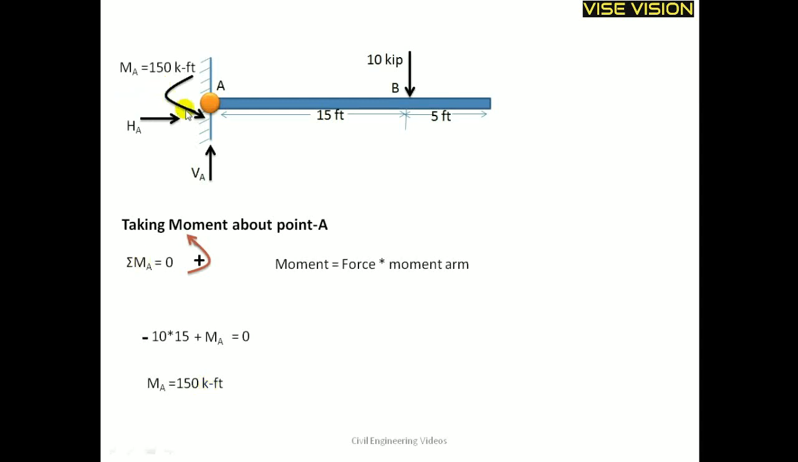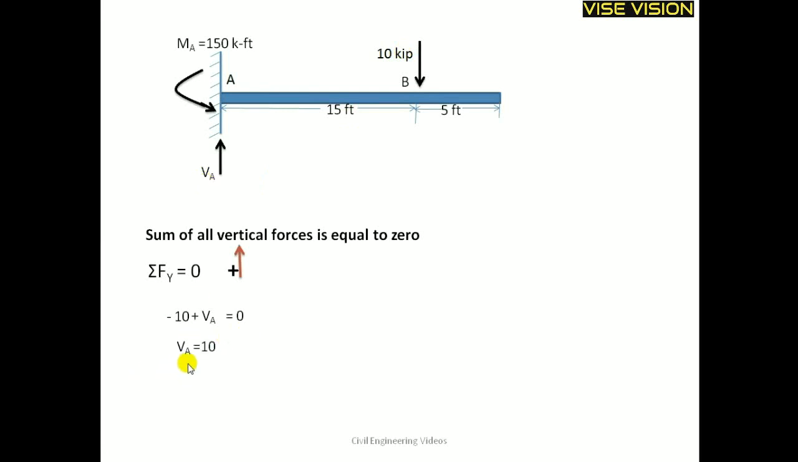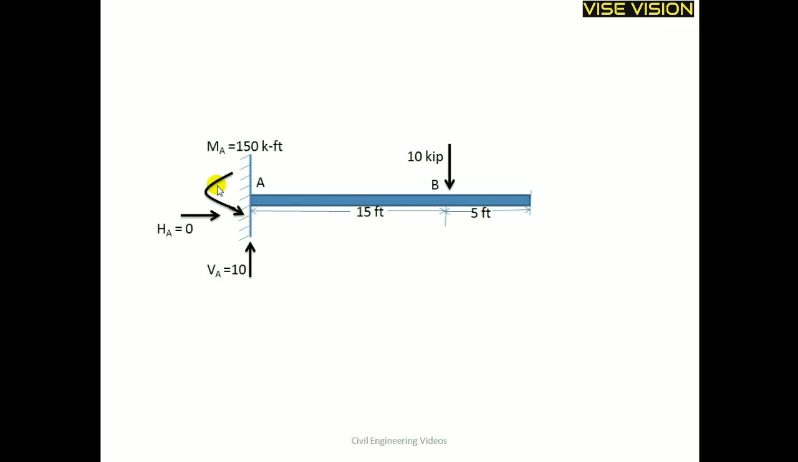This is the MA acting over here. Now I will find out this VA acting upward. For this I will take the sum of all vertical forces equal to 0. The upward force is taken as positive and downward as negative. This 10 kip is acting downward, so it is taken as negative, and this VA is acting upward, taken as positive. You can see only two vertical forces are acting over here: one is 10 kip, second is VA. So their sum is equal to 0. Thus I will get VA is equal to 10 acting upward. So these are the reactions for my cantilever with point load.